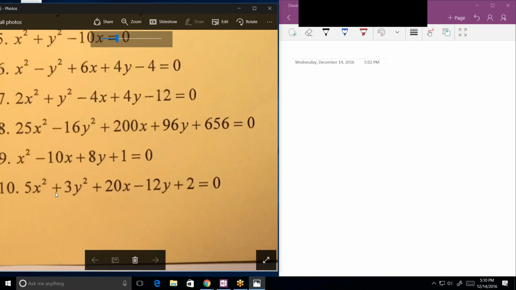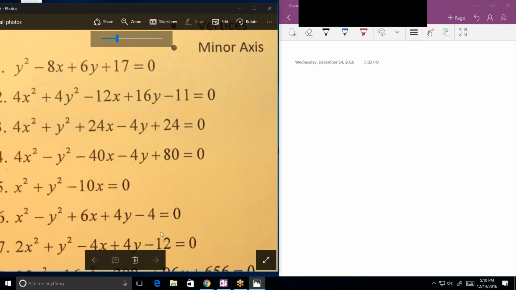You can tell instantly from the first 2 terms. It's an ellipse. We don't know which way it goes yet. Now let's go back. What we have to do on all of these is put it in the general format, the standard form.